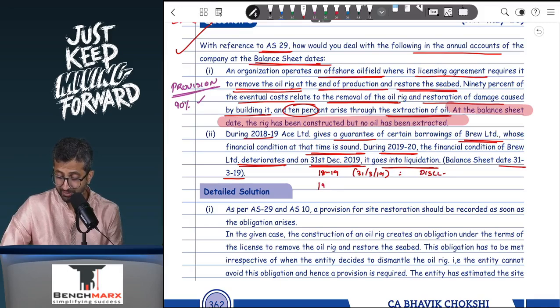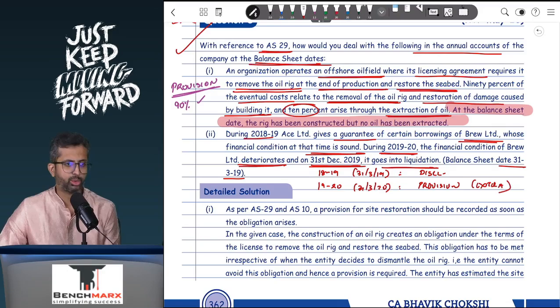On the other hand, if it was asked for the year 19-20, that is the balance sheet date on 31st March 2020, now they have gone into liquidation and hence I'll have to make a payment, in which case now can I say I will have to create a provision? Yes. The question is not asking you for the second year, but in case it was asked, this is an extra case.